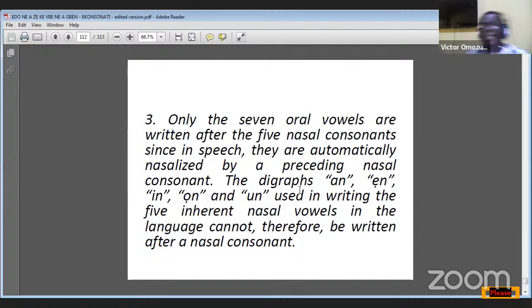You see, these are basic rules that were not taught in schools in the 50s, 60s, and all that. Even up to now, no such rule is taught in school, even as of today. But if you understand these basic rules and you apply them, you find that Edo is very simple to write, because it is an open syllable language. The issue of having a letter at the end or all these, they are not there. It's a very simple way of writing.